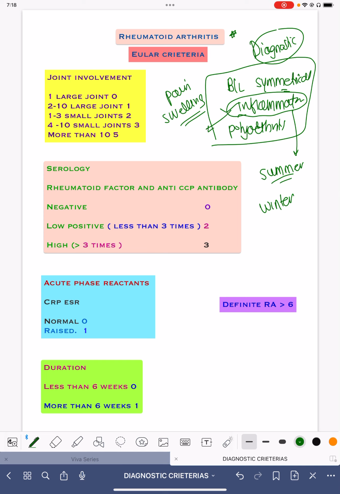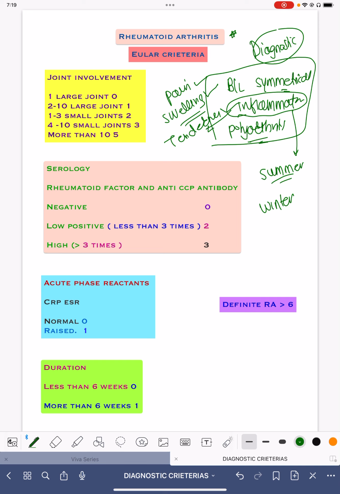By inflammation, we say that there has to be pain, swelling, and tenderness, so that whenever we press those joints where the patient has pain, the pain should increase on palpation. And it has to be polyarthritis, meaning it has to involve at least more than four joints.